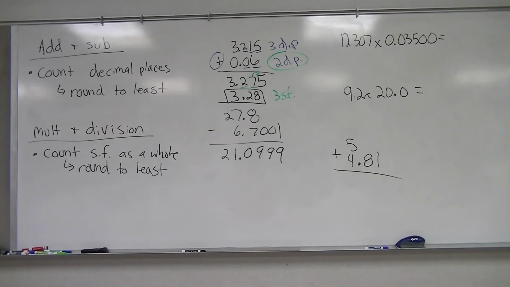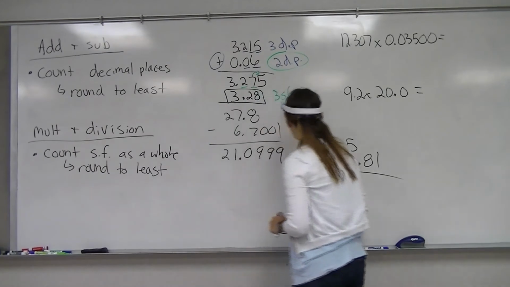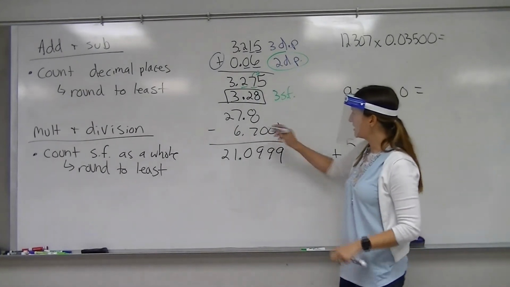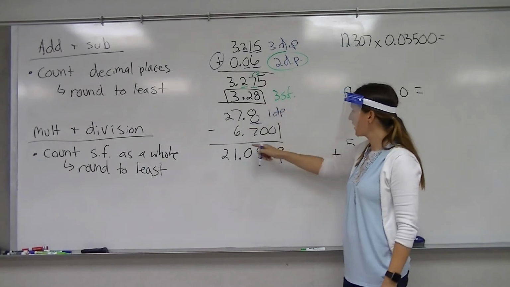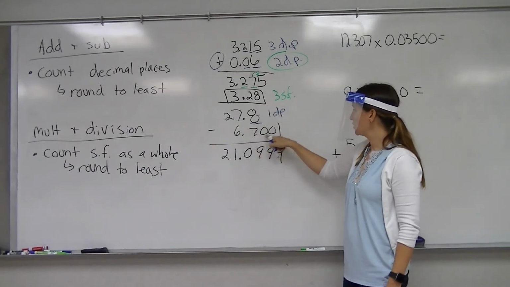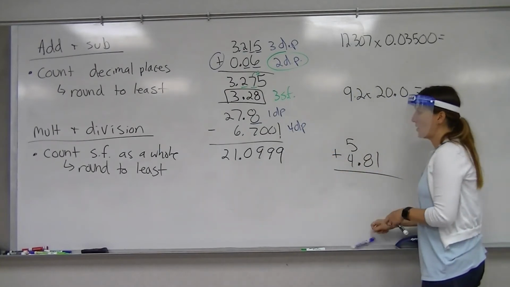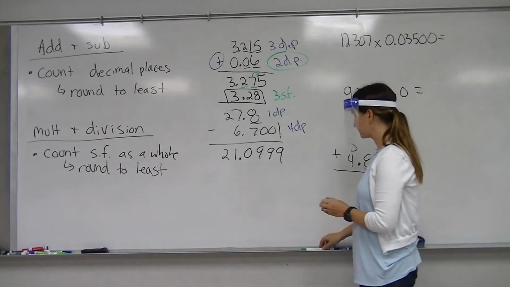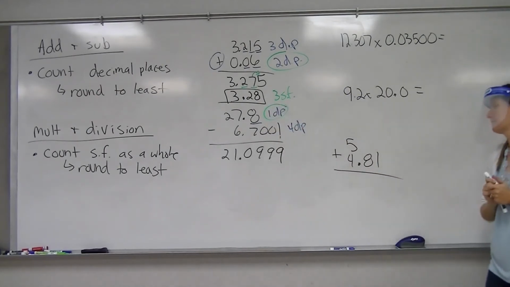Okay. So 21.0999. That's incorrect, right? Because we haven't looked at decimal places yet. Since it's subtraction, we need to take into account the decimal places and choose the least. So this first number, 27.8, there's only 1 decimal place. The next number, 1, 2, 3, 4, there are 4 decimal places. Always pick the smallest. So I'm going to pick 1 because 1 is always smaller than 4.